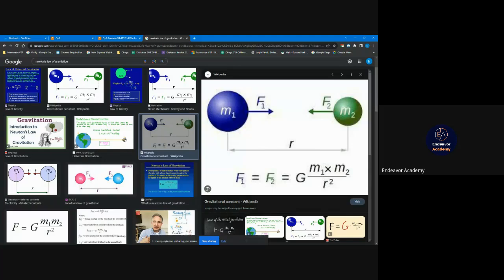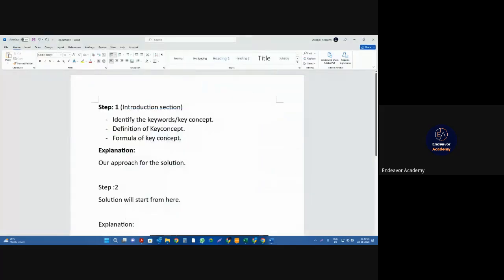So how will I formulate step one? First of all, I will provide the introduction. For the introduction, the first thing is I will identify the key concept. So the key concept here is Newton's law of gravitation. So this will be my key concept that I have written here.